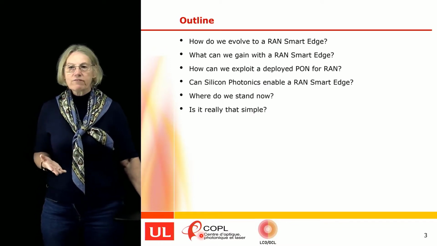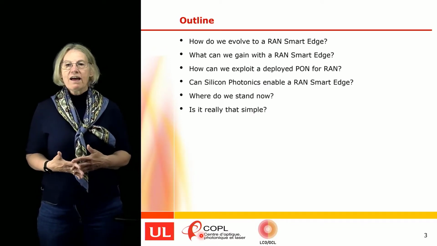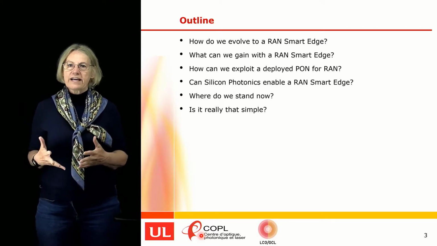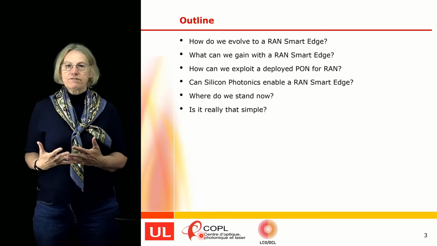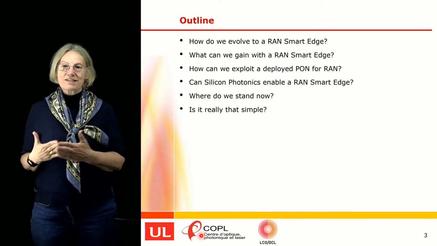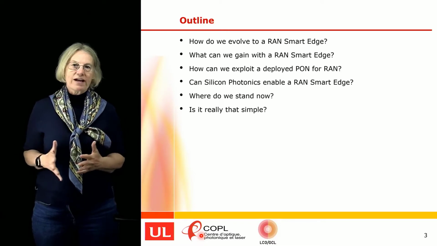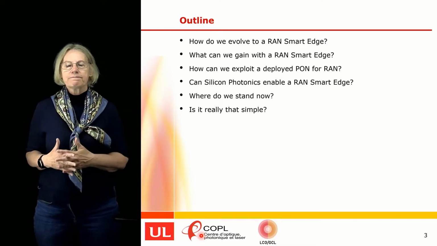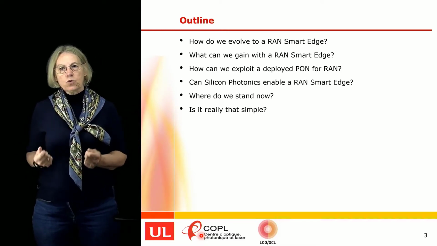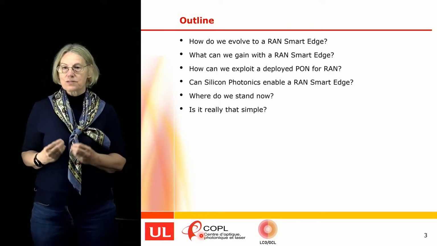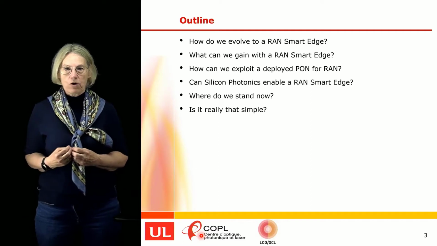So here's an outline of what I'll be talking to you about today. I tried to organize it around a series of questions. So the first question we're going to answer is, how do we evolve to a radio access network with a smart edge? So I'll talk in general about radio access networks and get us to the smart edge. Then I'll take some time and tell you why the smart edge is so important. What is it that we gain when we add a smart edge to a radio access network?